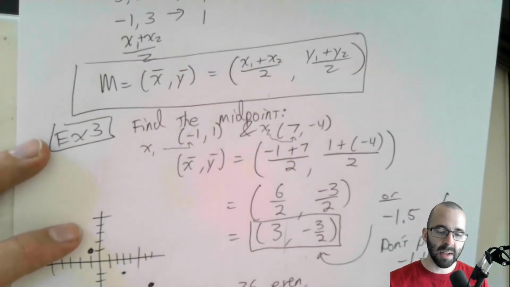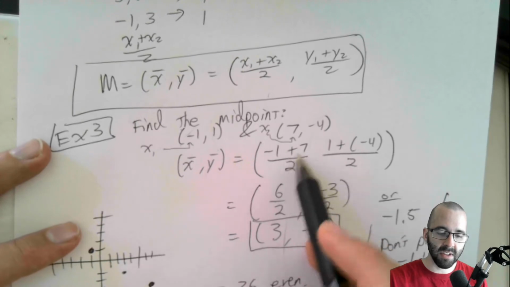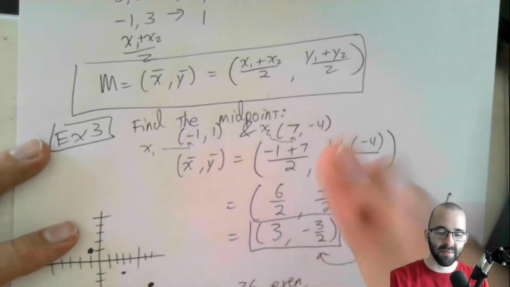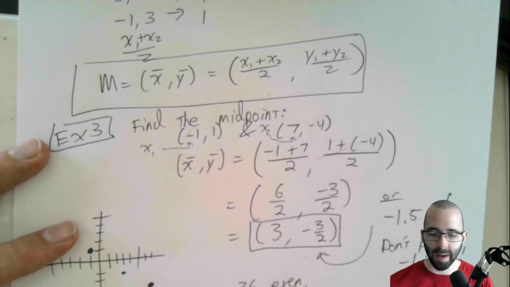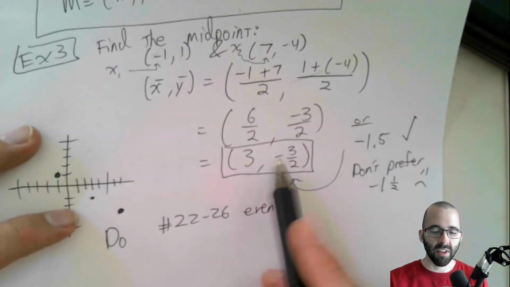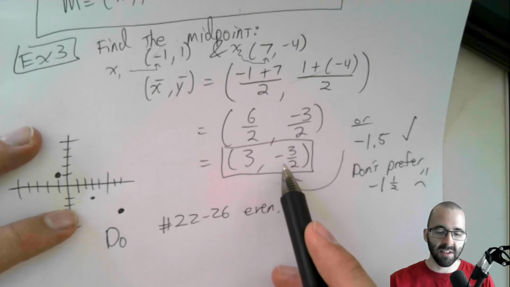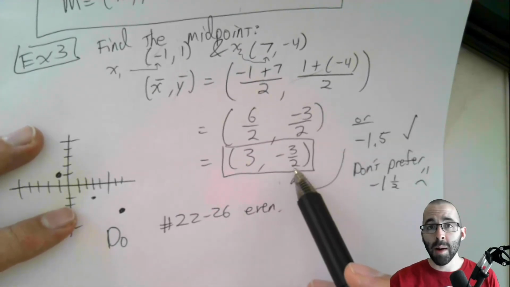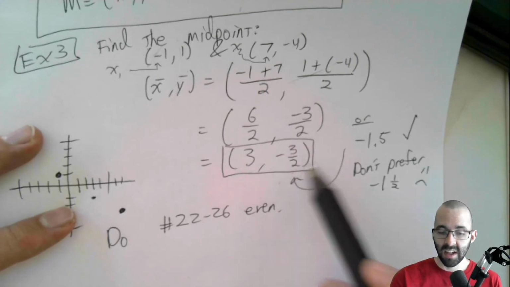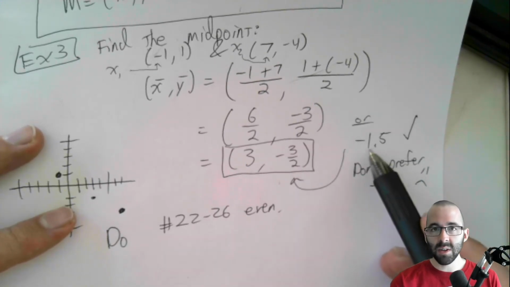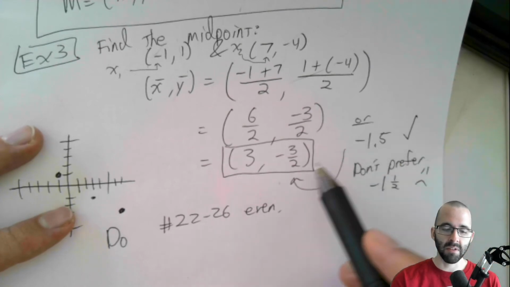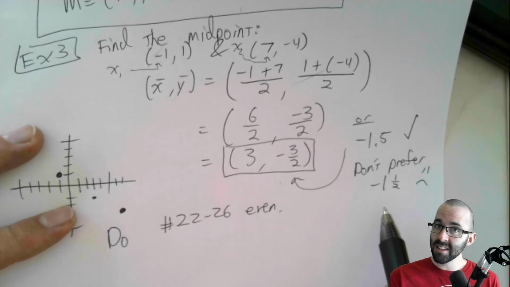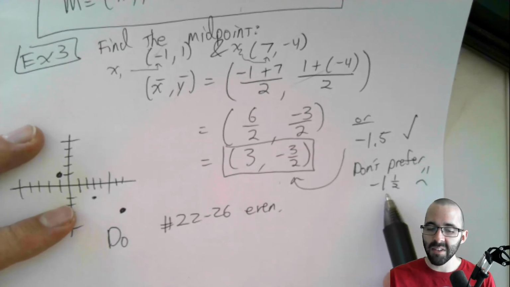And at that point, it just becomes simplifying. -1 + 7 just becomes 6, right? And you simplify, and you get 3, -3/2 is our answer. That's our midpoint. There's a lot of different ways you can express this. I really like improper fractions, but some people prefer decimals, and that's okay. -1.5 is a very good way to express this number. I really don't prefer mixed numbers.